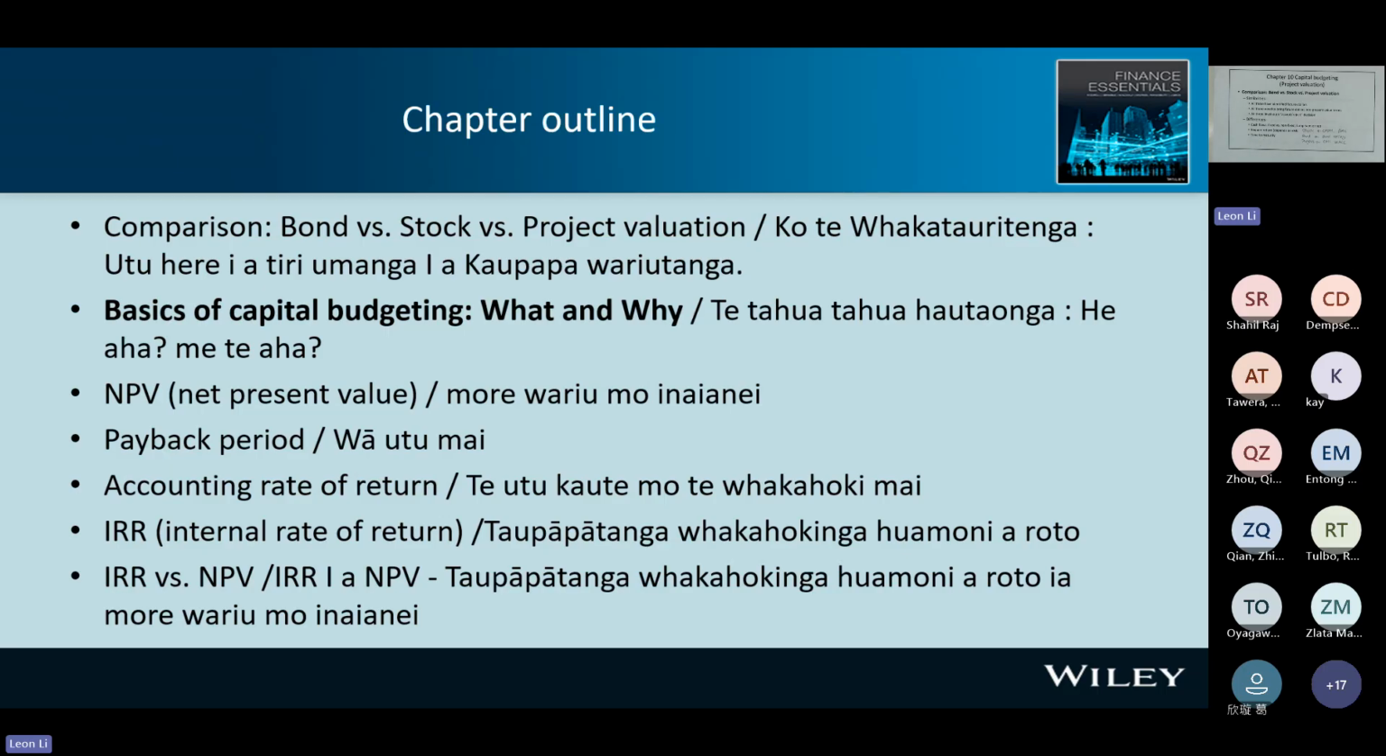Okay, so this first topic, I hope students now you have the basic concept, the basic understanding about bond, stock, project valuation. Next we are going to discuss the details. The second topic is the basics of capital budgeting. So we are going to discuss what capital budgeting is and why capital budgeting is important for the business. All right.